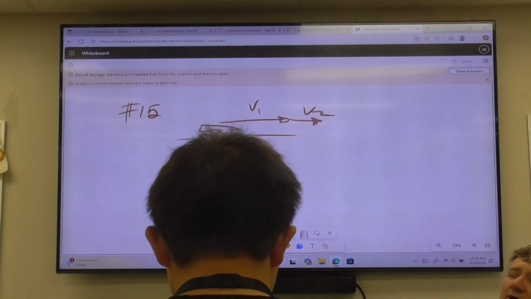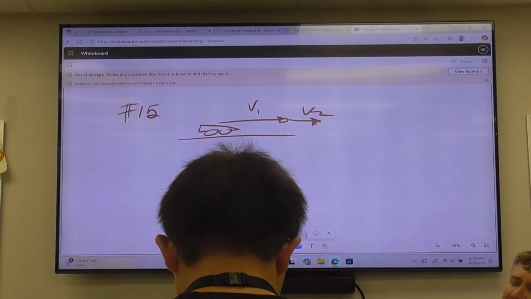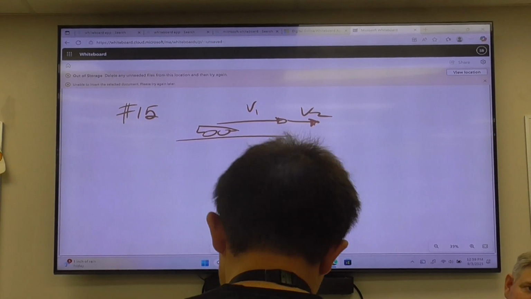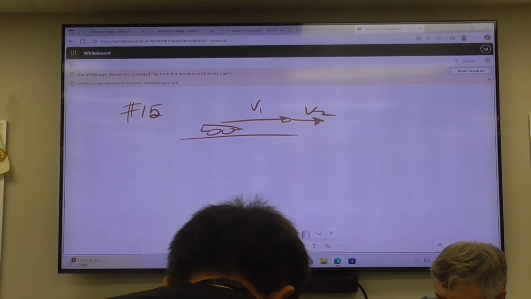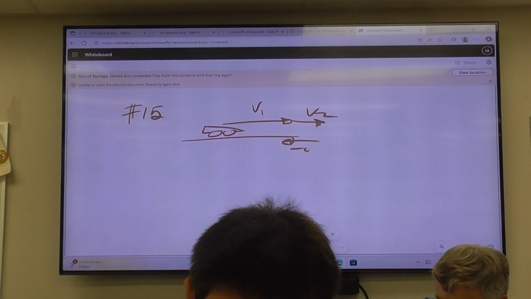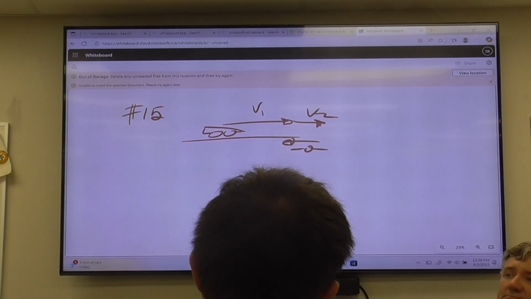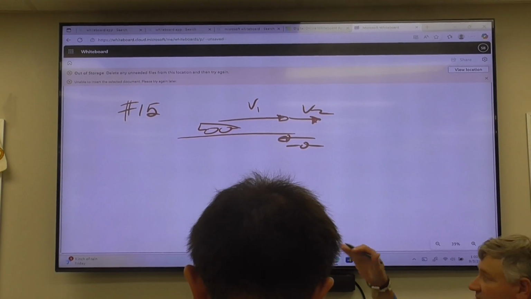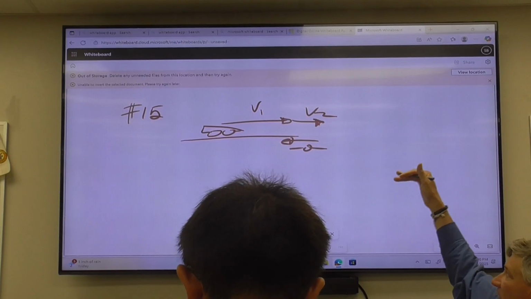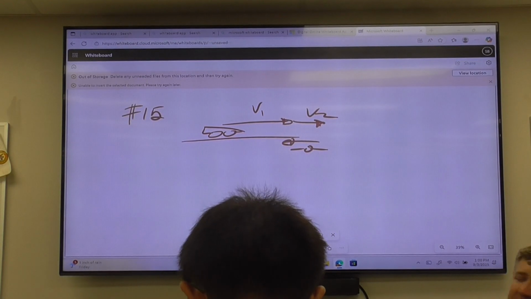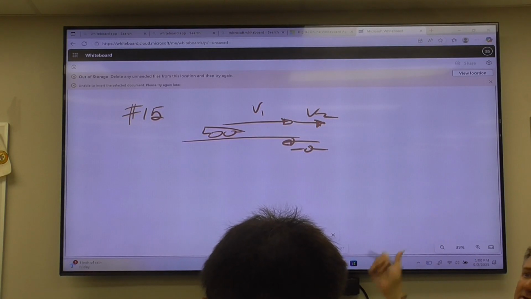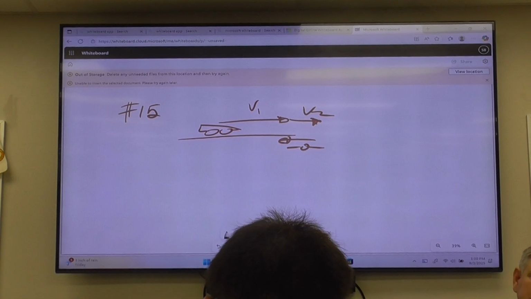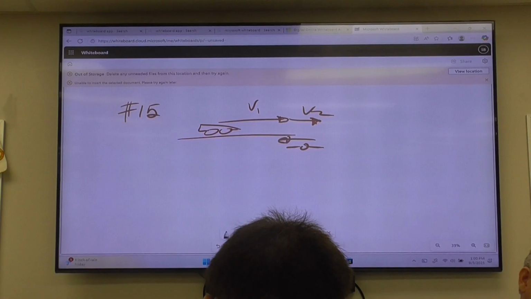Okay, that's it. Now, because you're slowing down, which direction do your acceleration vectors point? Same direction? Opposite. Opposite direction. Okay? That's all you have to have. That's it. Do not make it complicated. Just V1, V2, you have negative acceleration. If it was speeding up, you draw V2 bigger, and then you point your acceleration in the same direction. That's it. Okay? That's it. The only thing you can do.